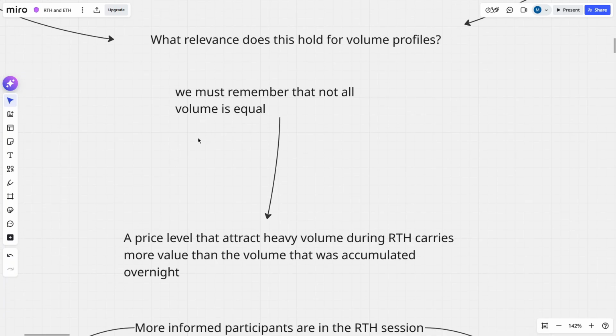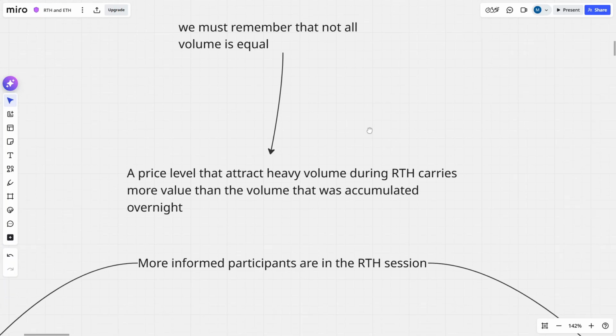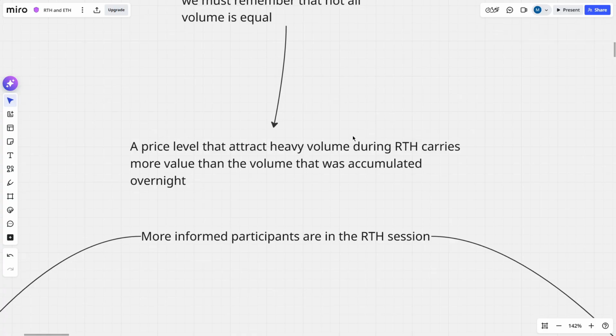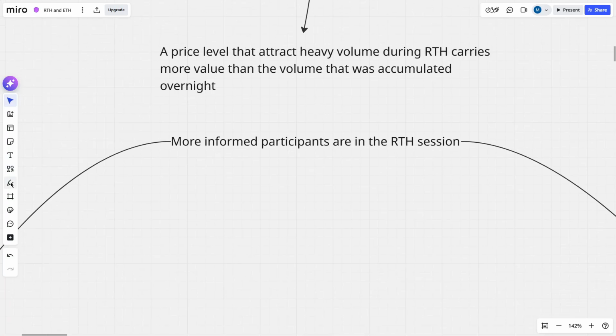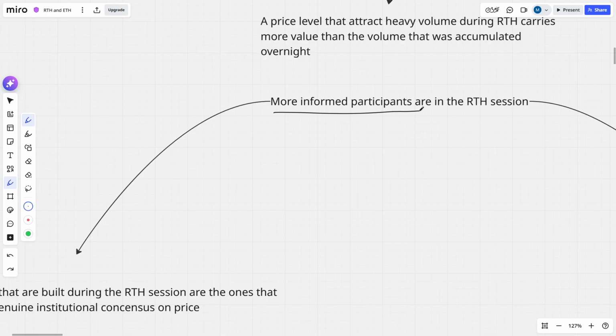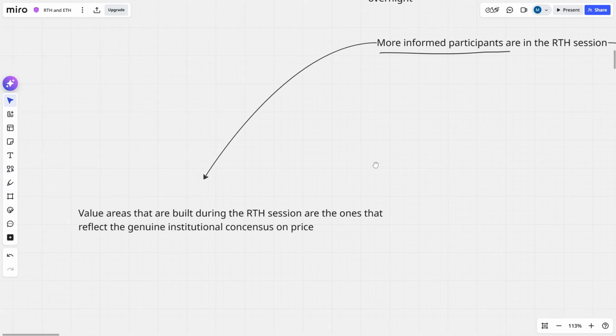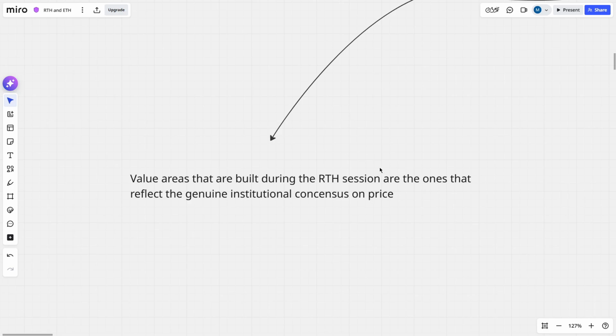Okay, we need to remember that all volume is not equal and that price levels that attract heavy volume carry more value than the heavy volume that could have been accumulated overnight by macroeconomic events or news, etc. So we could say from that there's more informed participants in the RTH session. And if more informed participants are in this session, we could then say the value areas that are built during these RTH sessions are the ones that genuinely reflect the institutional consensus. So where the institutions want to push price.